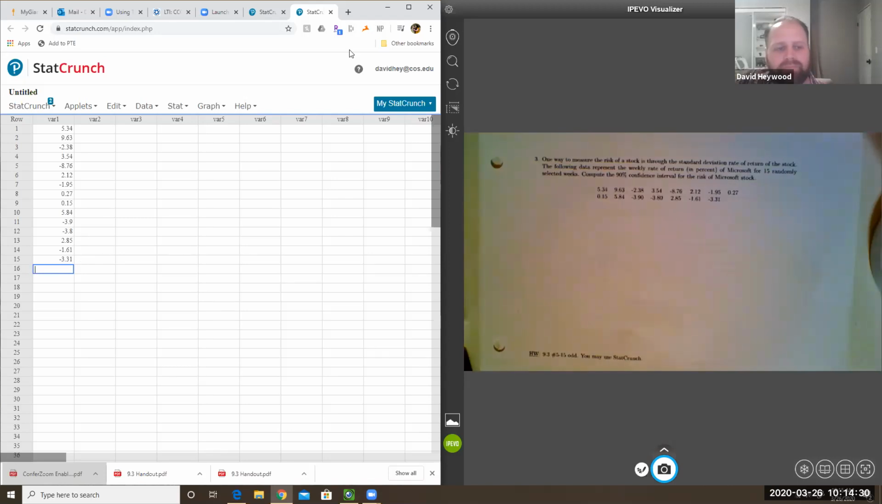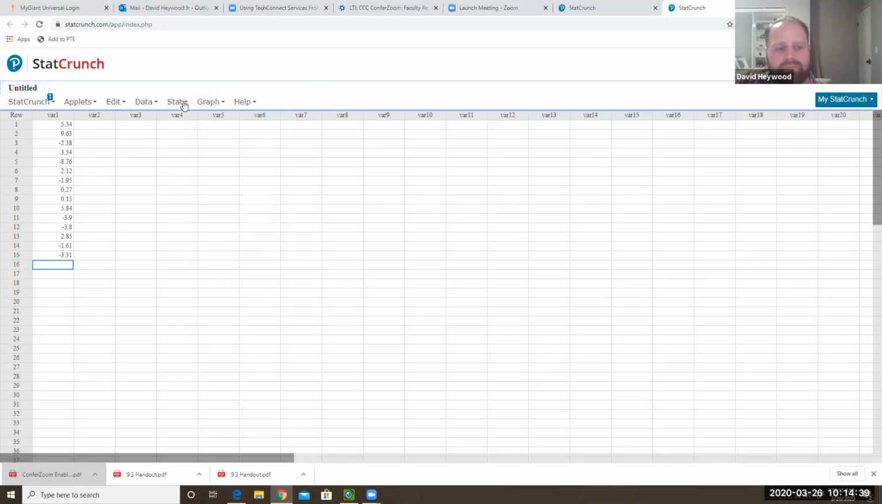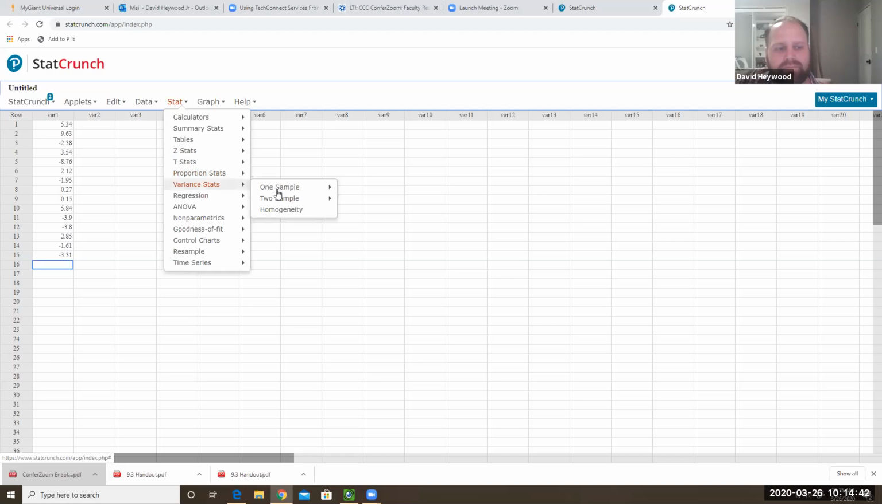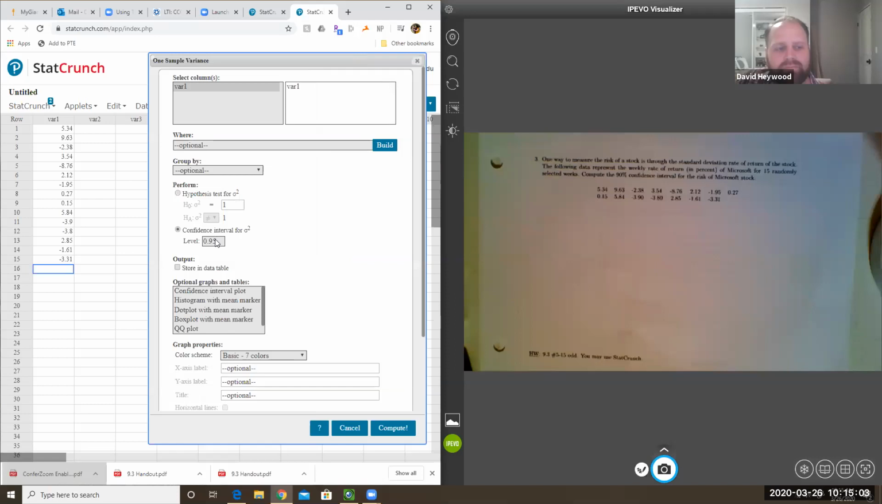Okay. So, all right, so to construct this interval now, I'm going to go to stat, variance stats, one sample with data. I have the raw data, right? So I'm going to say with data. My data is stored here in the variable one column. I want a confidence interval. I wanted the confidence interval to be a 90% confidence interval, right? So I'm going to change this to 90%.